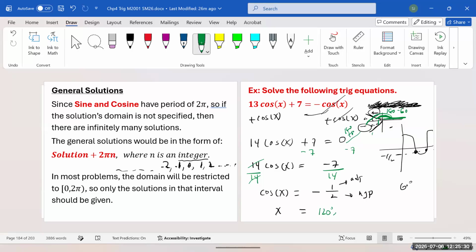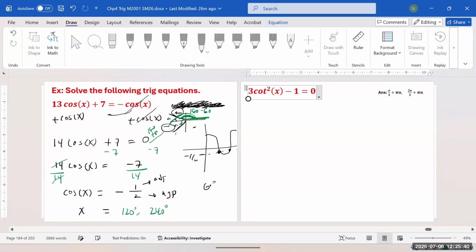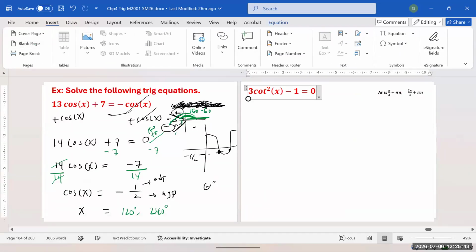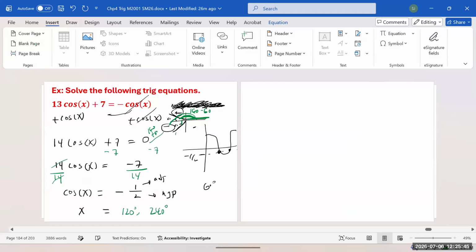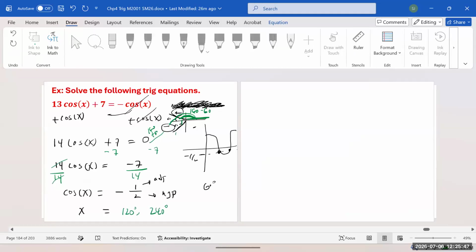240? 240. But we cannot write them in degree notation. So we know our answer is 2 of them in one cycle. Did you guys understand how I figured out 2 answers in one cycle?